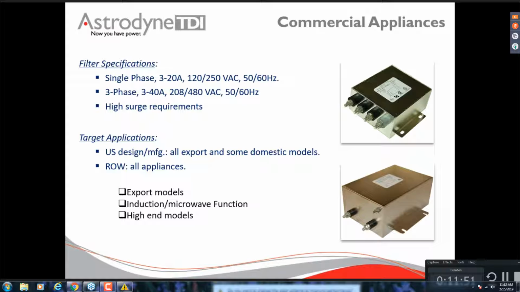Target application, once again, for U.S. design and manufacturing, all export and some domestic models. Key emphasis here is some domestic models requiring EMI filters, and for the rest of the world, it's all appliances. And to elaborate on that, just like the other two categories, export models require EMI filtering, and high-end models, especially those with induction and microwave function incorporated into them, will typically require some form of EMI filtering.